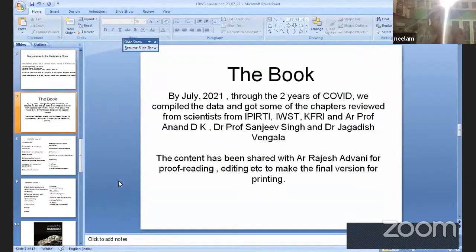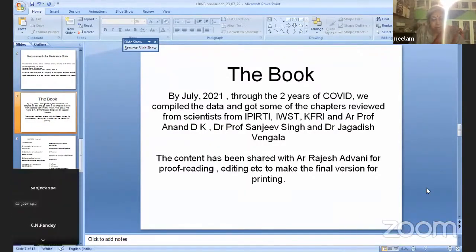Yeah, so by July 2021, I finished, almost through 2 years of COVID. We compiled all the data that I had and got some of the chapters reviewed by scientists: Nasim Murthy from IPIRTI, Dr. Vani from IWST, and Dr. Sita Lakshmi from KFRI. And we had 3 pillars: architect Professor Anand DK, Professor Sanjeev Singh, my classmates from architecture, and Dr. Jagdish Vengala, who has always been by my side in all kinds of doubts where the civil engineering part was there. We have been working together in that manner.